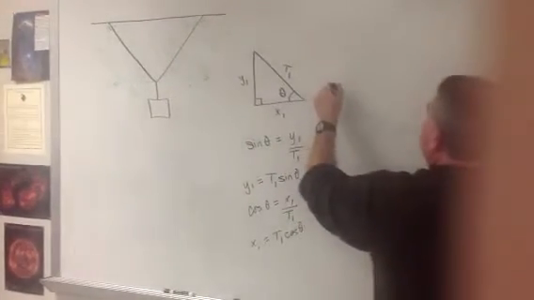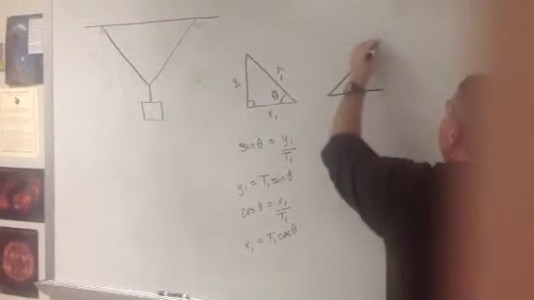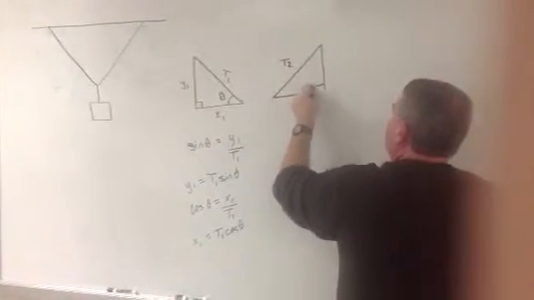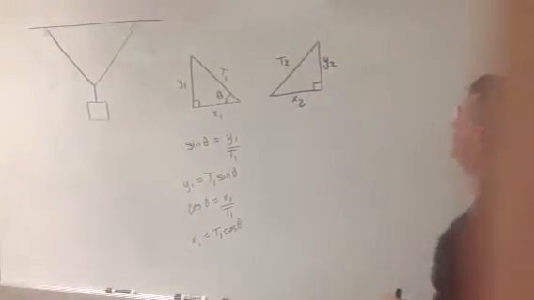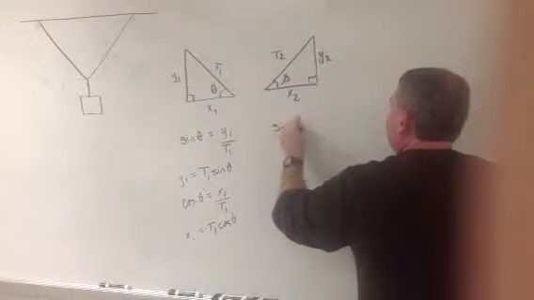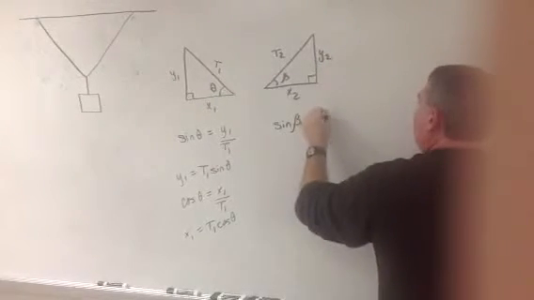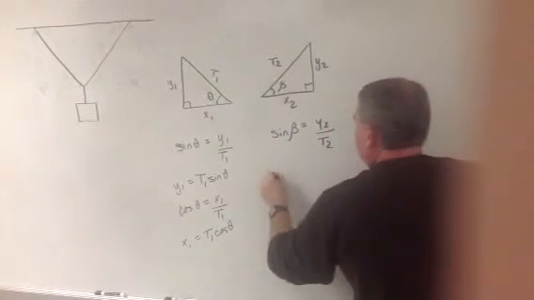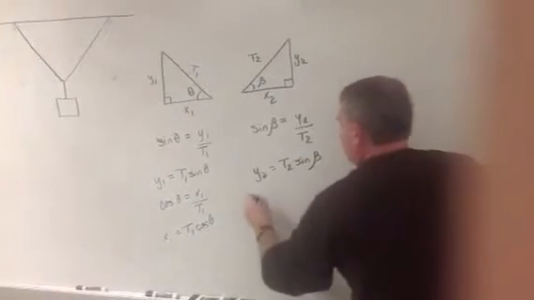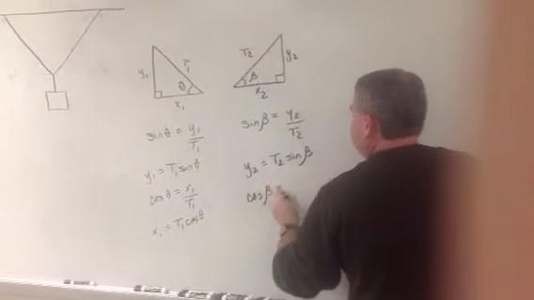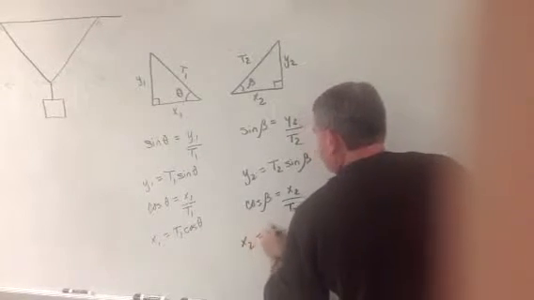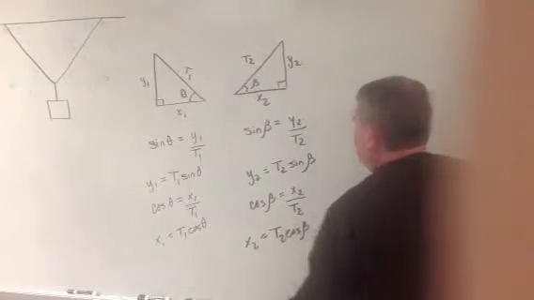All right, analyzing the second triangle on the right-hand side, 90 degrees, we call this T2, we call this x2, we call this y2. This is beta. Sine beta is equal to y2 over T2. So y2 is equal to T2 sine beta. Cosine beta is equal to x2 over T2. So x2 is T2 cosine beta.